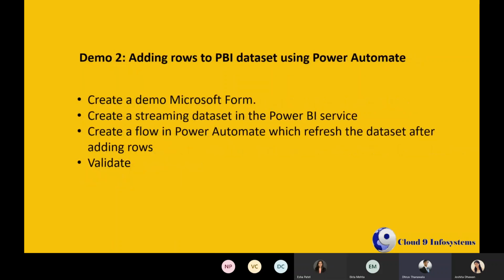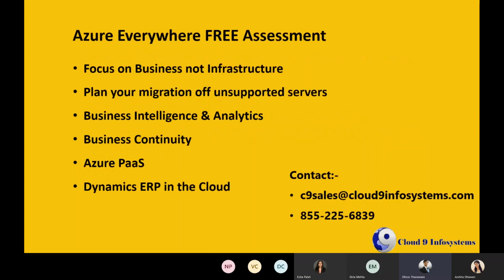In the second demo, we add rows to the Power BI dataset using Power Automate. It can be used in a company where you want to do some internal survey. Surveys are usually created on Microsoft Forms, so we also created a demo Microsoft Form. Then we create a streaming data set in Power BI service, and we create a flow in Power Automate which refreshes the data set after adding rows. So that's what we have done.